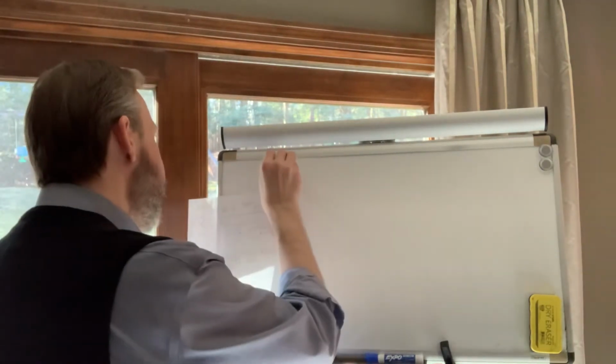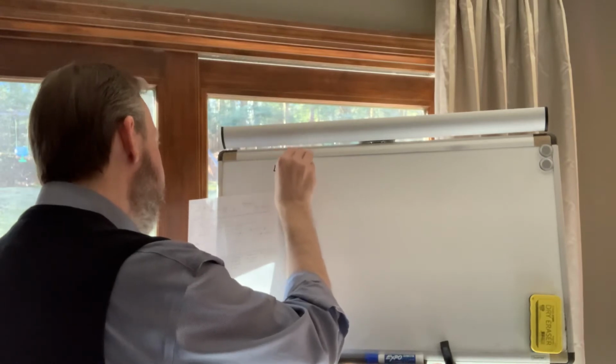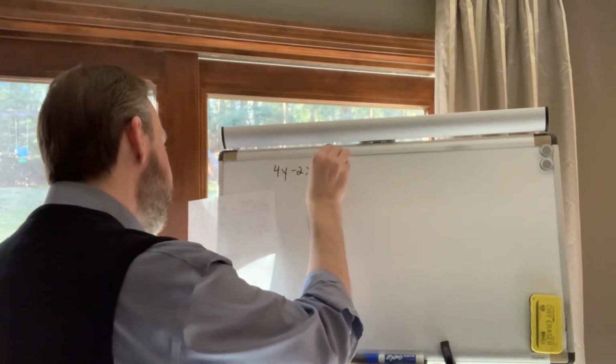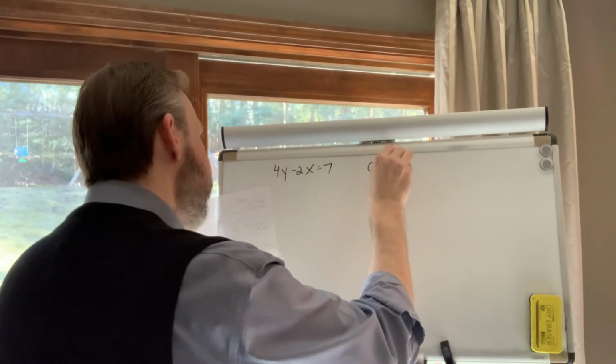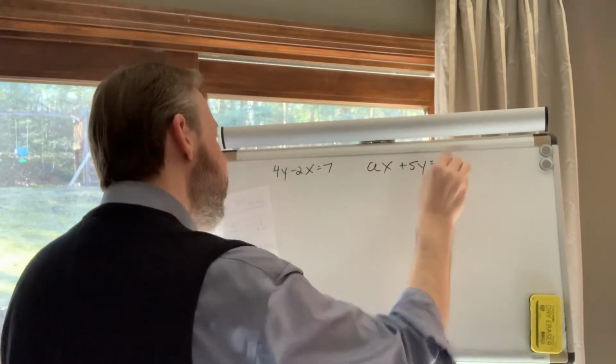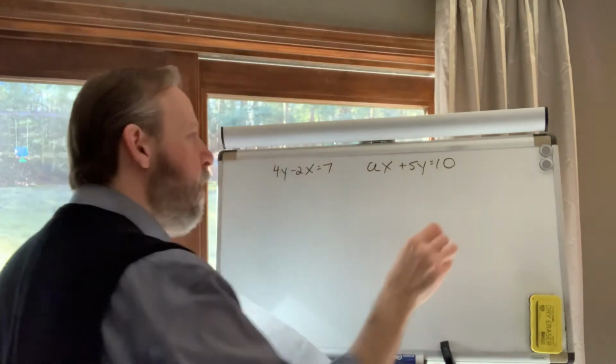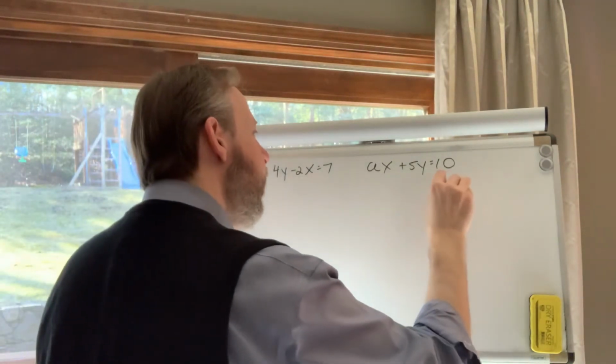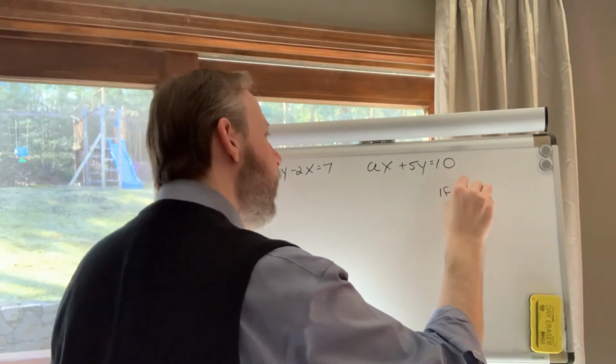Number 35 gave you two equations. It's a systems problem. 4y minus 2x equals 7. Also, we have ax plus 5y equals 10. They wanted to know what a would be if the two lines are perpendicular.